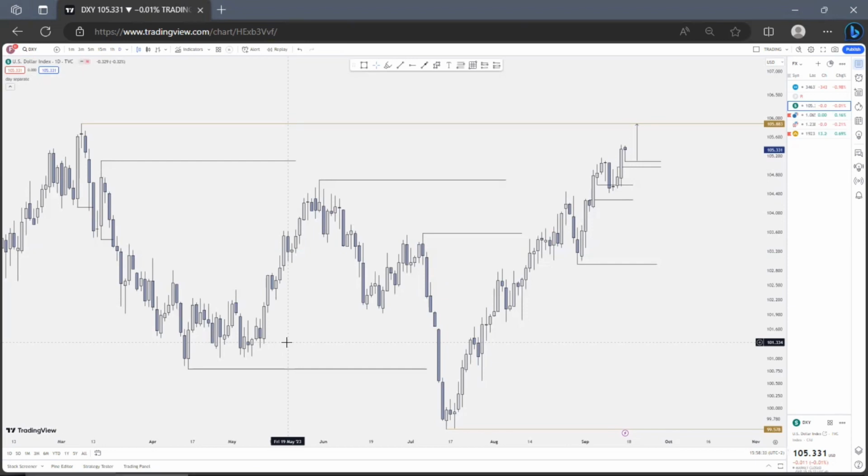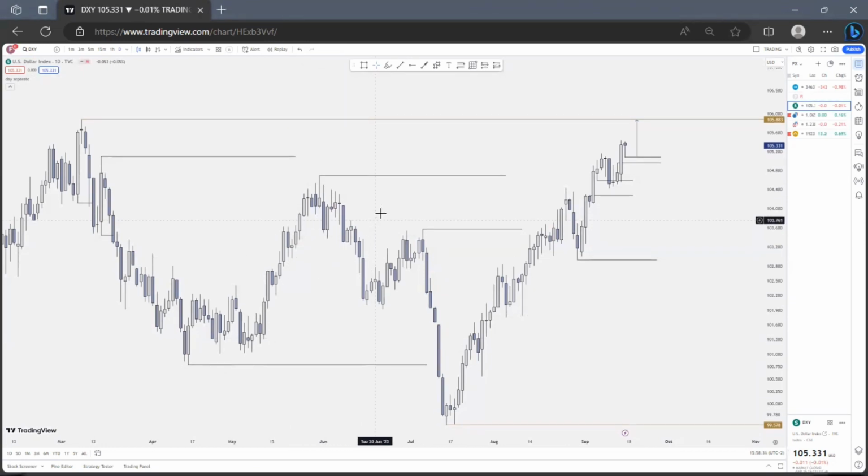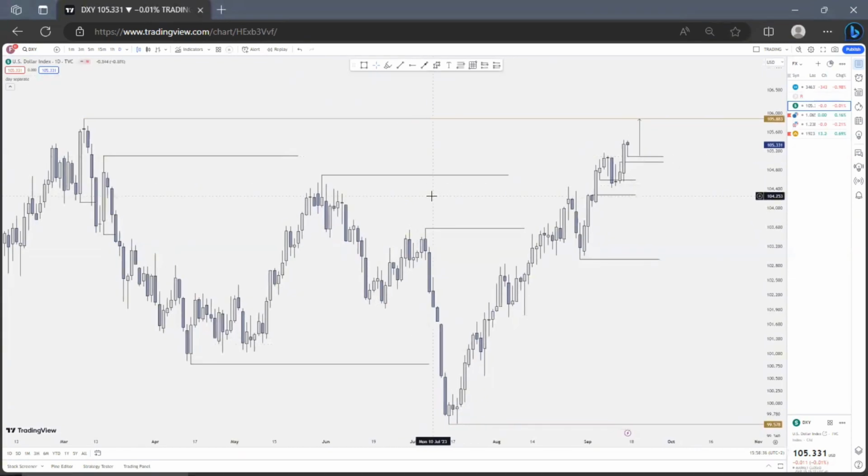But for now, I'm looking at the chart of the dollar index. I believe the dollar index is very important when we are looking at the dollar, so that we can get to know how to trade Euro USD and GBP USD.